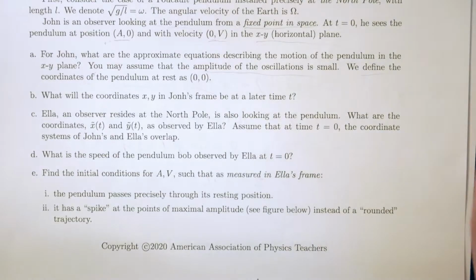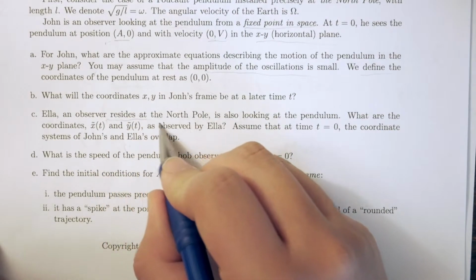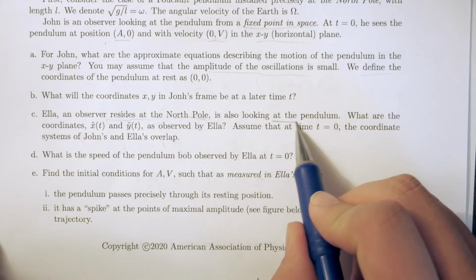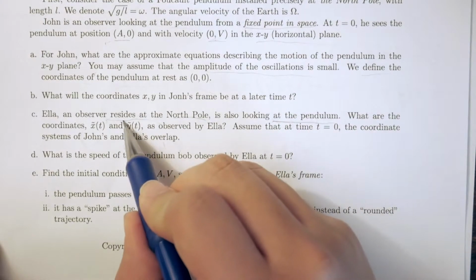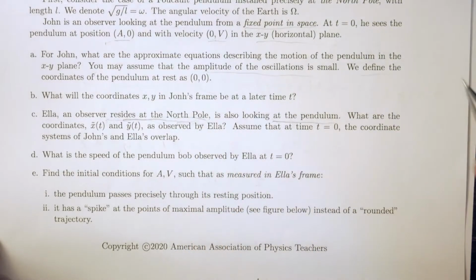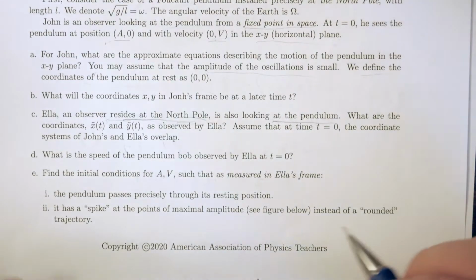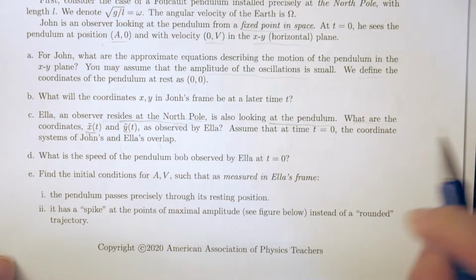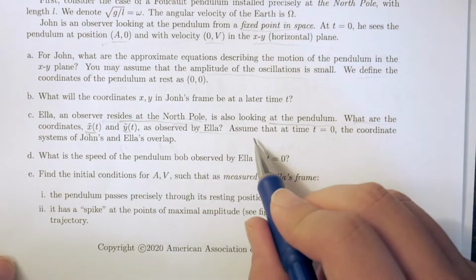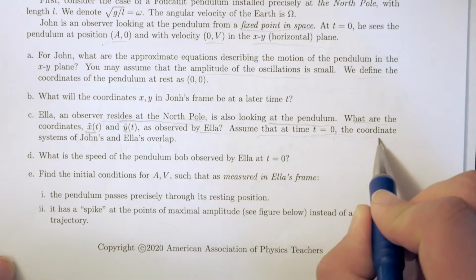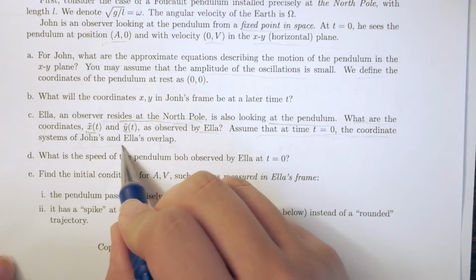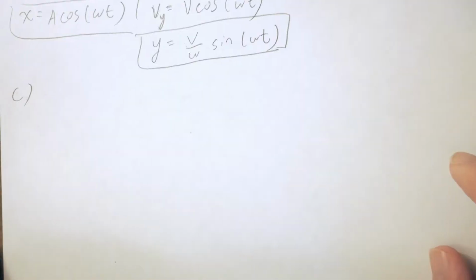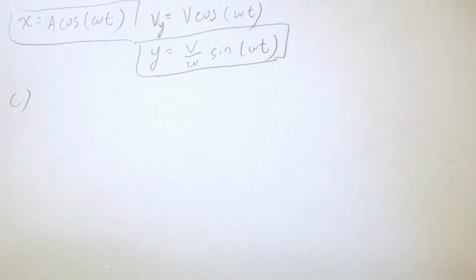For part C, we consider Ella, who resides at the North Pole, but is also looking at the pendulum. So she resides at the North Pole, so that means she's actually on the Earth, and she's therefore in a rotating frame of reference. What are the coordinates x tilde and y tilde as observed by Ella? Assume that at a time t equals 0, the coordinate systems of John and Ella overlap. Basically, the question is asking for a coordinate transformation, a rotation transformation.